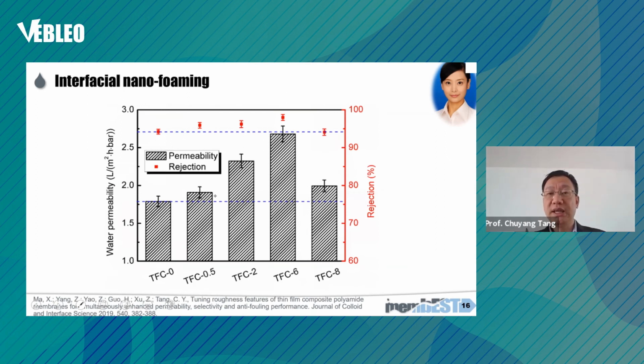Now, this is fantastic because you add a very simple, cheap chemical into your recipe, and here we can see our water permeance is greatly increased. We can greatly increase the water permeance, and interestingly, the rejection of the membrane is also improved. So we get a membrane with simultaneously improved water permeability and rejection.